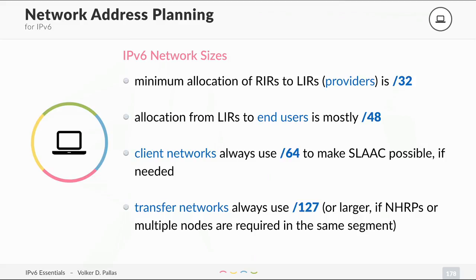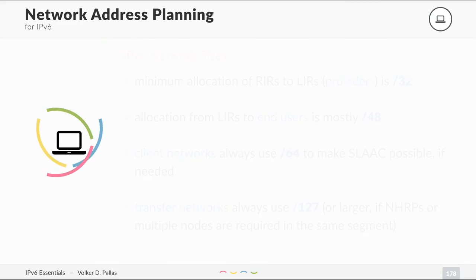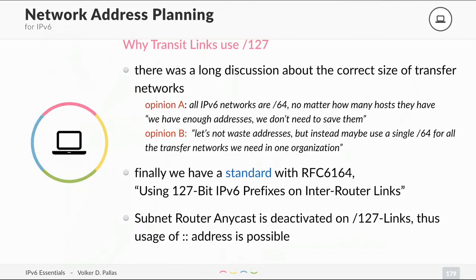So you might ask, why should I use a /127 with only two nodes when I have a transfer network? Well, a lot of people were asking that. There was a discussion for years. There were two major opinions. Opinion A: we use /64 with all networks. I don't care how many hosts they have. We have enough addresses, we don't need to save them. Let's use /64. Option B was: let's not waste addresses. We can use a single /64 for all the transfer networks in the organization.